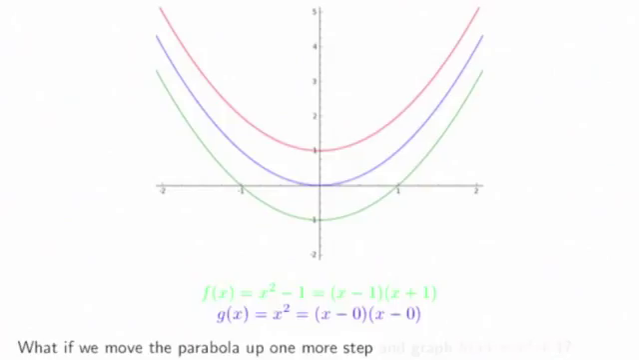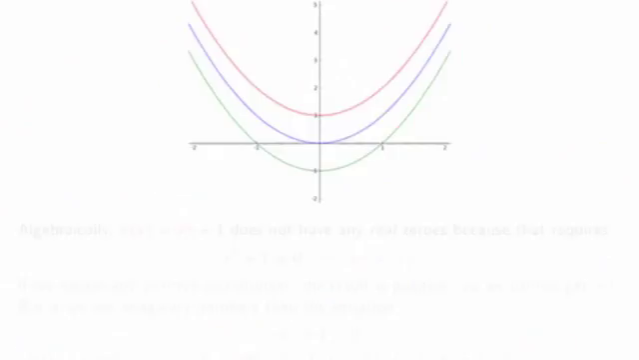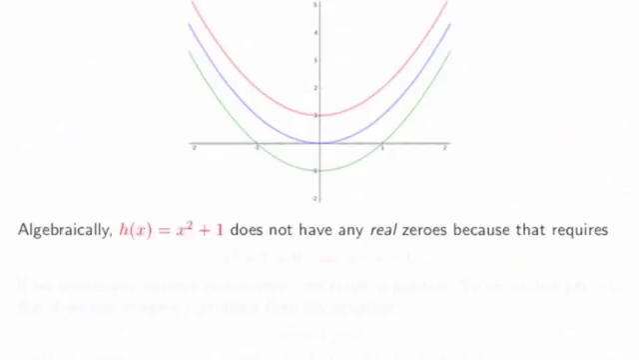What if we move the parabola up one more step to create the one in red, looking at the function x squared plus 1? Suddenly now there are no real zeros. The parabola in red never touches the real line, the x-axis. Have we lost our two solutions? Can we fix this? Can we somehow make sure that this quadratic polynomial x squared plus 1 still has two zeros? Well, this is where complex numbers come into play.